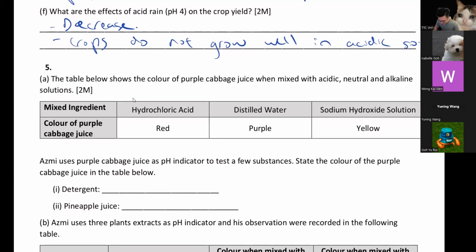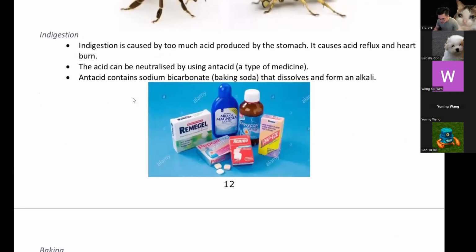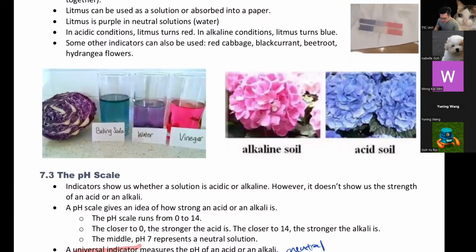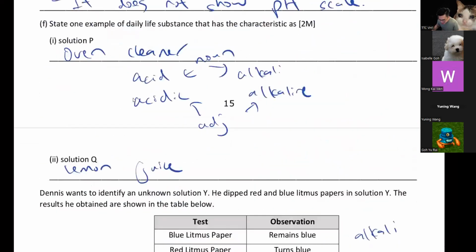Okay, so guys, let's look at question 5. The table below shows the color of purple cabbage juice when mixed with acidic, neutral, and alkaline solution. As you know, guys, our purple cabbage juice is an indicator. You remember indicator? So this guy will change color according to what you put it in, right? So it's originally purple. If it is acidic, it's red. If it is alkaline, it's more towards blue, right?